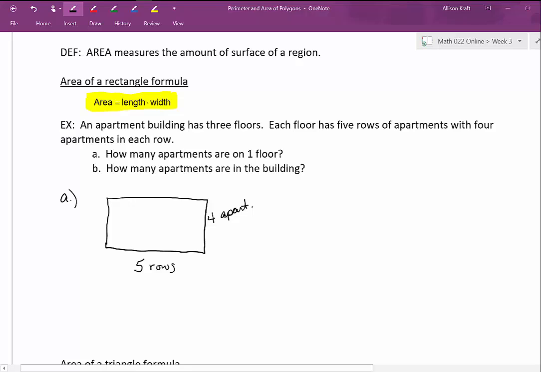To find the number of apartments, we're going to use our area formula and we're going to multiply the 5 rows by the 4 apartments. And we see that there are 20 apartments in one floor.